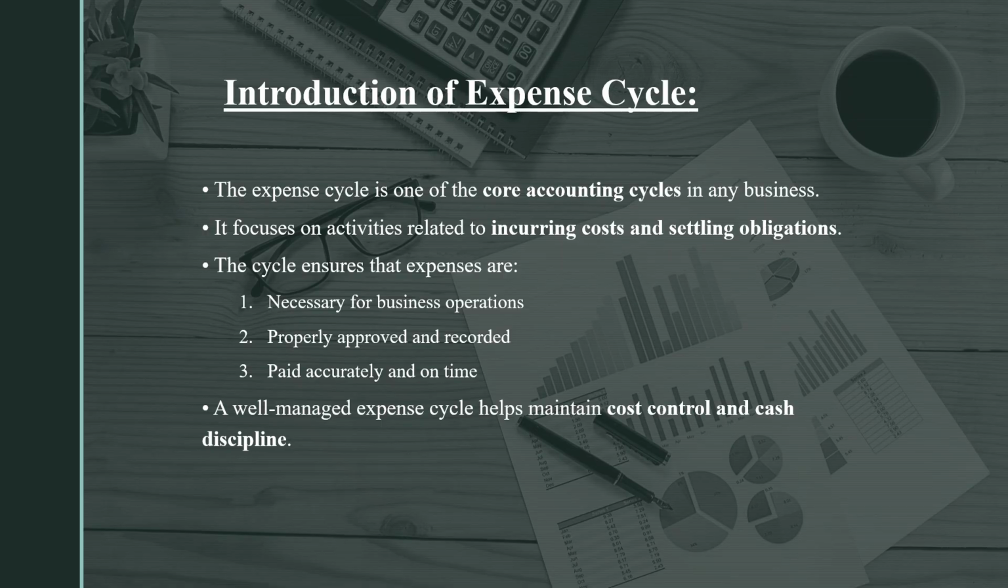The expense cycle is one of the core accounting cycles in any organization. No business can operate without spending money. Every time a company buys goods, uses services, pays salaries, or pays utility bills, it is going through the expense cycle. The expense cycle contains two things: incurring costs and paying suppliers or service providers. A properly designed expense cycle ensures that expenses are necessary for business, approved by management, correctly recorded in books, and paid at the right time. This helps the business control costs and avoid unnecessary cash outflows.